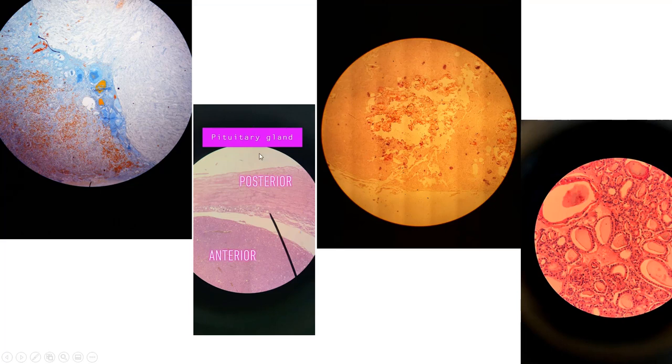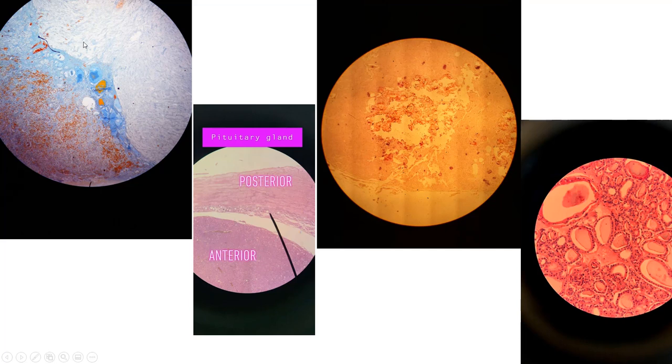I'll start with this one. This is obviously the pituitary gland because it says it. This is the anterior, this is the posterior. I know it's kind of hard to tell the difference here, but the posterior, remember, has a lot of neurons in it, so it's going to look more like nervous tissue. The anterior is going to have more blood vessels, so it's going to look a little bit different, and ideally look like blood vessels.